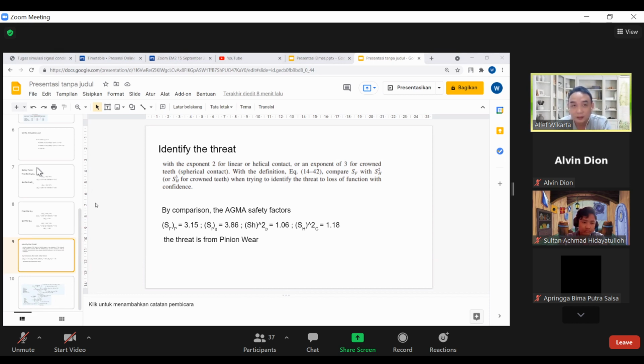Safety factor is about how much safe the gear is, right? Because they have a small value, it means more dangerous. On the other side, for the bending, the safety factor value is higher, 3 point something, higher than 1 point something. It means more safe, so not critical, not dangerous.